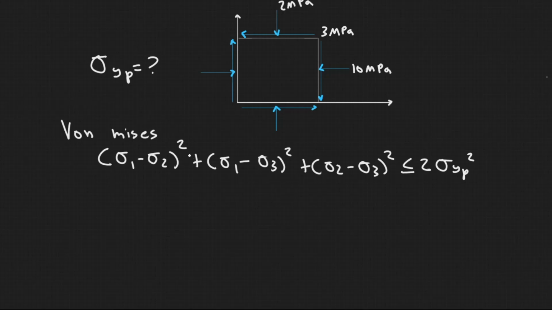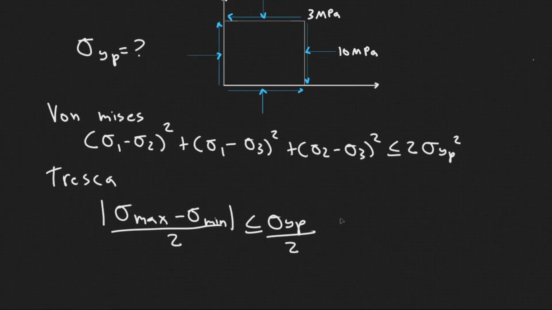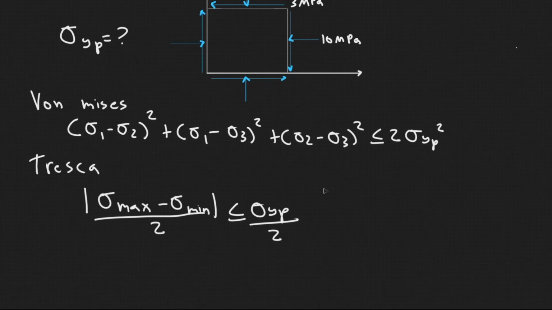So this is the formula for von Mises, and then we're also going to want to do it for Tresca. So let me write that out. For Tresca, the formula is a little bit easier. It is the absolute value of sigma max minus sigma min, divided by 2, and that's going to be less than or equal to sigma yp over 2. So all we're doing is using these two formulas and solving for sigma yp.